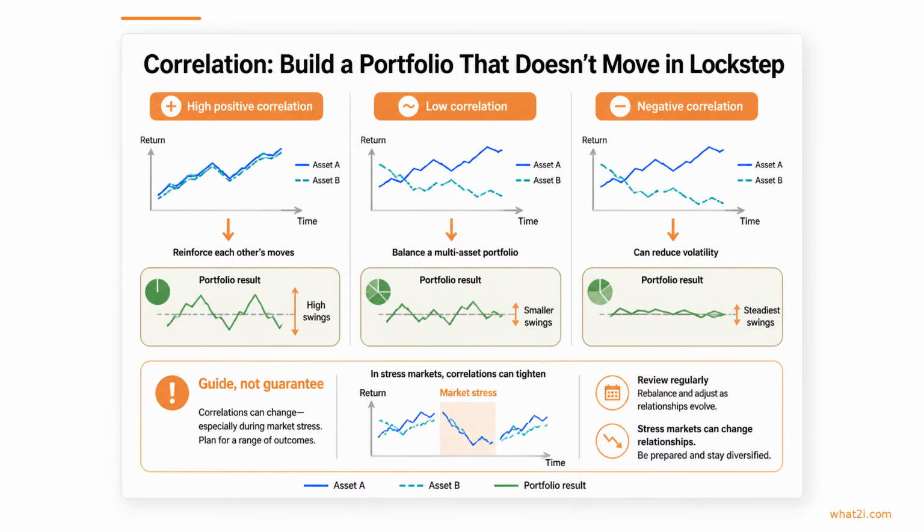Correlation helps you build a portfolio that doesn't move in lockstep, because it shows whether assets are likely to amplify each other's moves or help offset them. In practice, combining assets with low or negative correlation can reduce overall volatility, but the goal is not a perfect hedge. Treat correlation as a useful guide and keep reviewing it, because market stress can change relationships when you need diversification most.